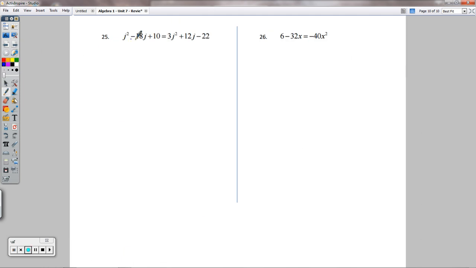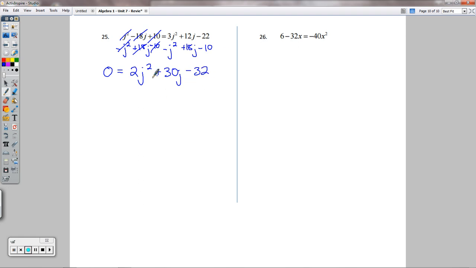On 25, looks like we've got to get one side equal to 0 here first. And I'm going to subtract j squared. I'm going to add 18j. And I'm going to subtract 10. I'm going to get the left side to equal 0 this way. So this cancels. It cancels. That cancels, that cancels. So you've got 0 equals 2j squared plus 30j minus 32.